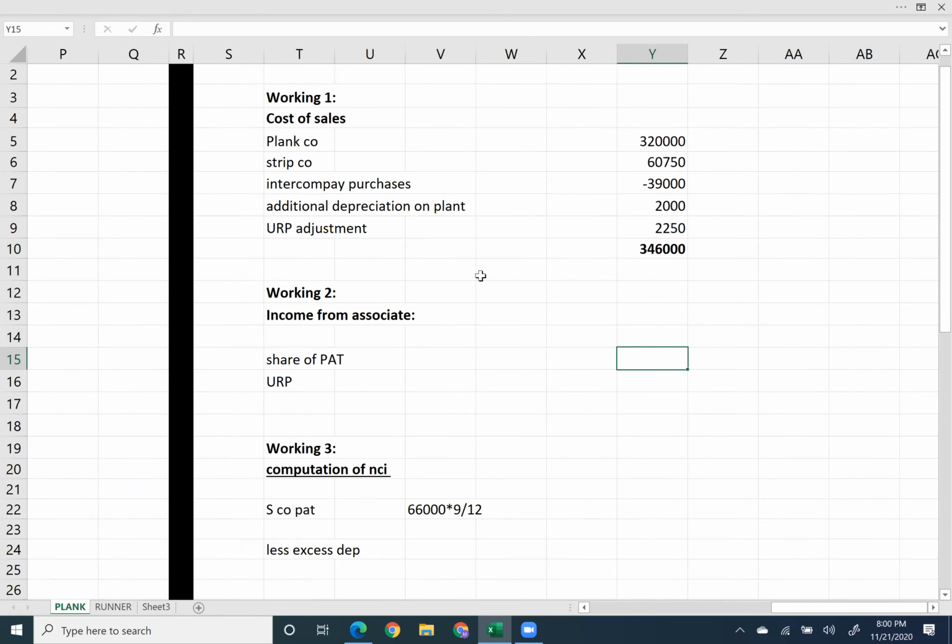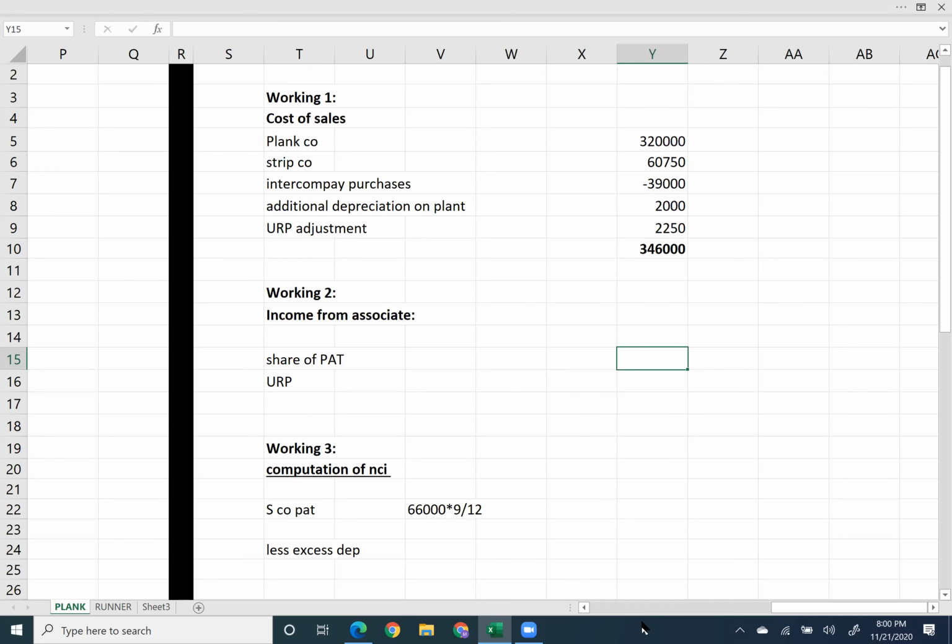How to calculate associate share of profit? Simple. You have to calculate it for the whole complete year. A company's profit after tax multiplied by your holding percentage.